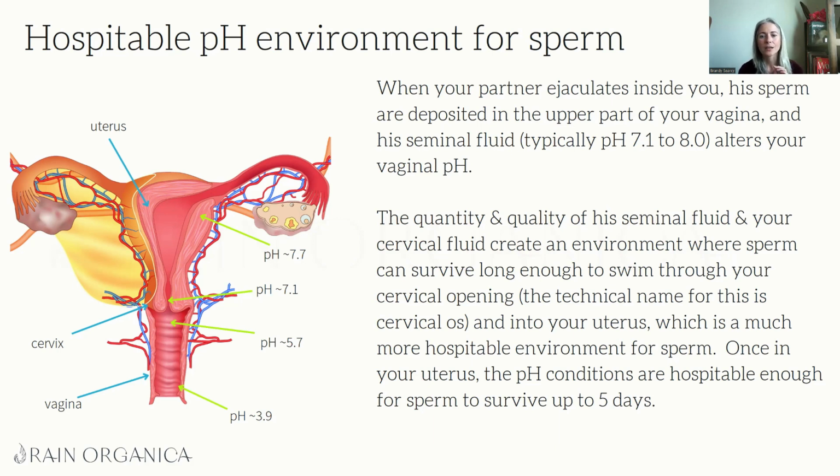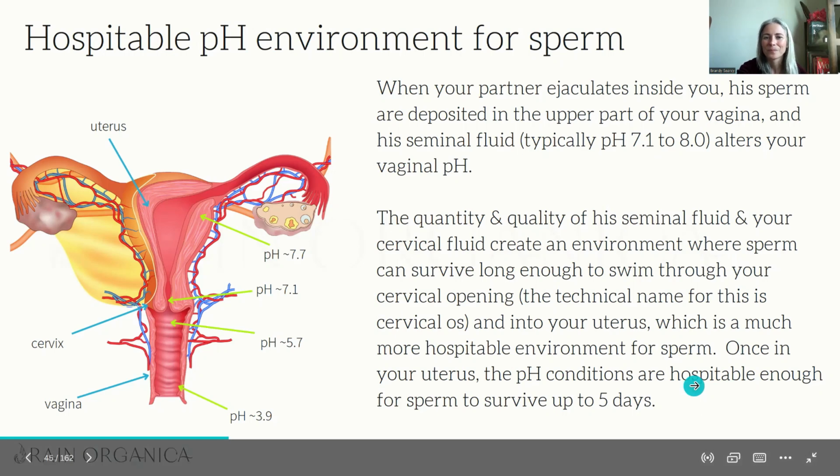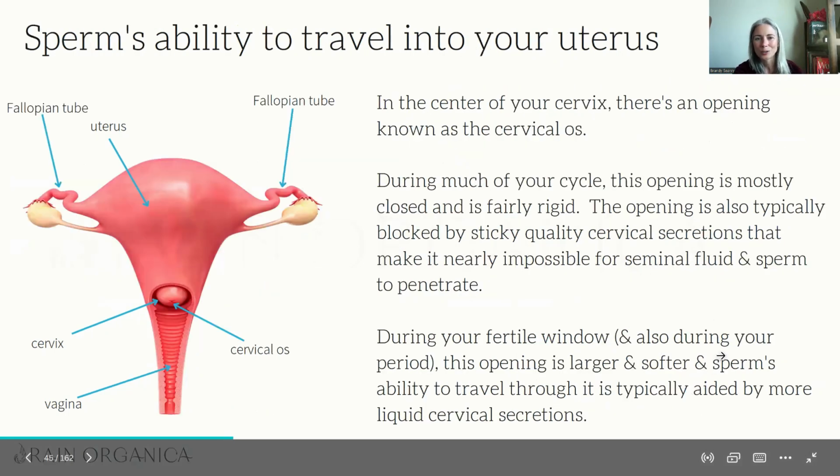Once inside your uterus, the pH conditions are hospitable enough for sperm to survive for up to 5 days. And so this is why whenever you have sex, you should assume, to be on the safe side, that those sperm will be alive for 5 days, assuming that they've made it through your cervical opening, which leads us to the next point of this conversation.